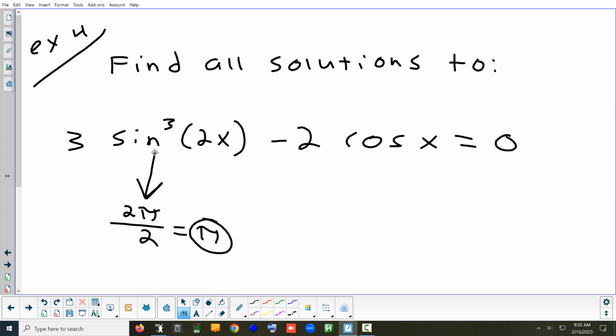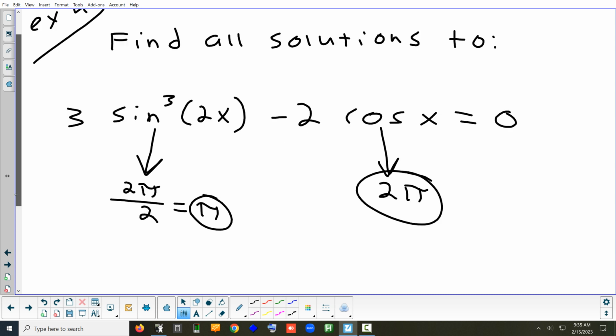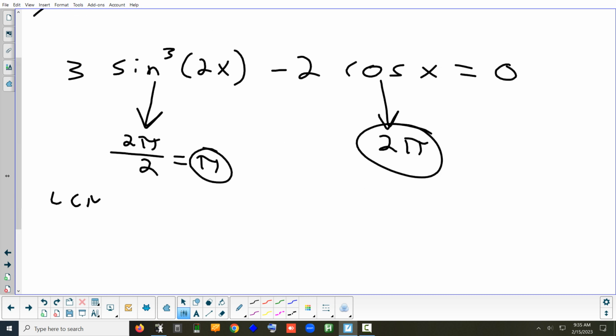But it's not just this term. It's complicated by this one. What's the period of regular cosine? No number in front of the x, so it's just going to be 2 pi. We've already seen this a few times, so the least common multiple is 2 pi. So you can use the same window on this problem as you did on the last one. The least common multiple gives you your window, and it tells you what to put on the end of each answer.